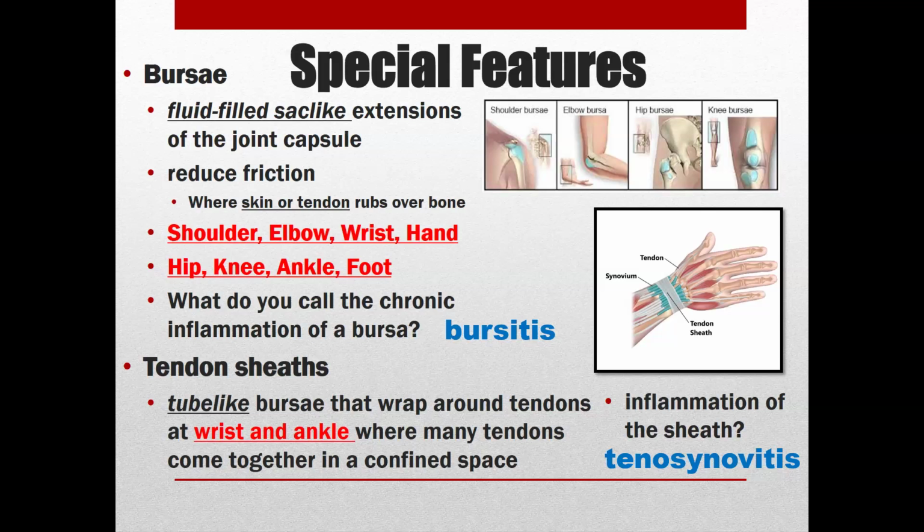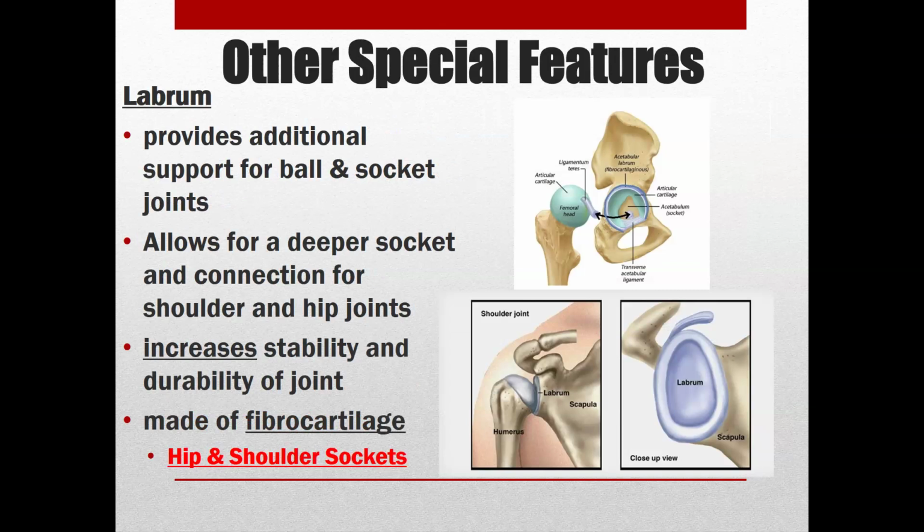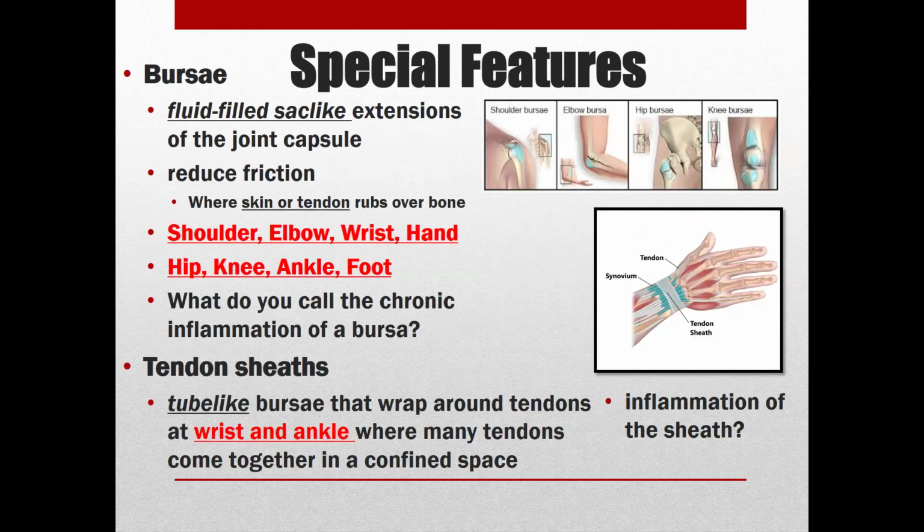So let me review all those special features again. The meniscus and the disc in the jaw for extra support, right? This is fibrocartilage. More fibrocartilage in the labrum of the shoulder and hip. And then these bursae and tendon sheaths filled with synovial fluid, again, to reduce friction. Notice the common theme between all 6 of these special features is basically to help that joint reduce friction or wear and tear in some way, isn't it?